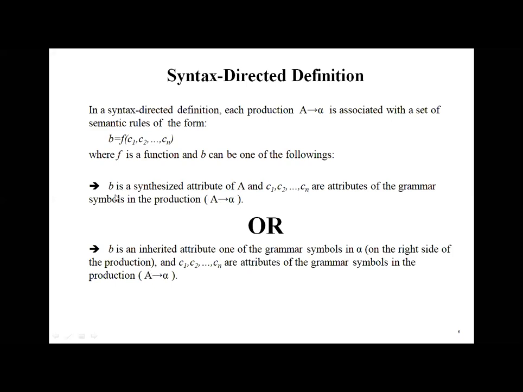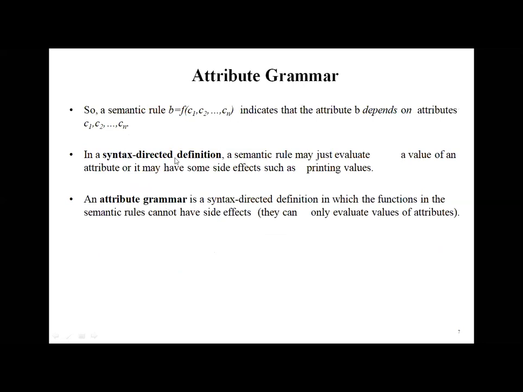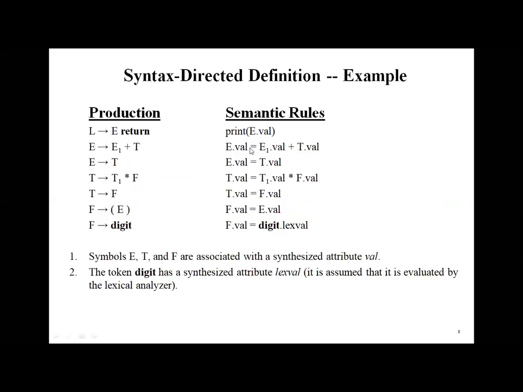What are synthesized attributes? Synthesized attributes basically are attributes of the grammar symbols in the production A produces alpha, where B is a semantic attribute. Inherited attributes are attributes of the grammar symbols on the right hand side alpha in the production. There are specific uses where synthesized and inherited attributes come together, and we can also design attribute grammars using the syntax-directed definition scheme. Okay, so this example we have already discussed.